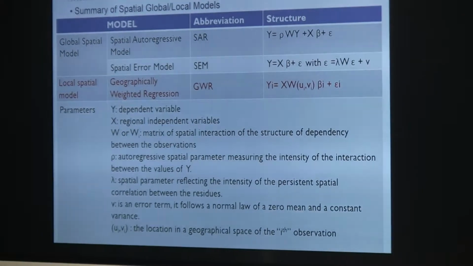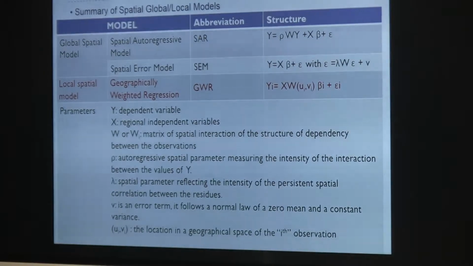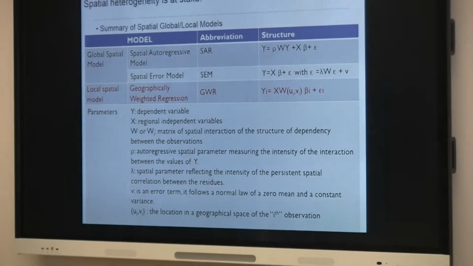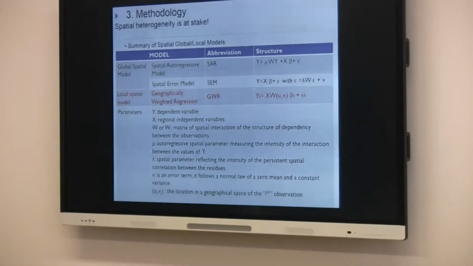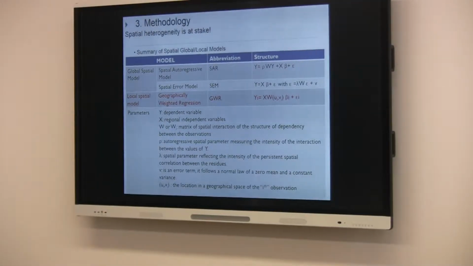So, what we have to do if we have this kind of spatial determinant, we have to correct, normally, with a spatial model. And we can use a global weight matrix to correct for the estimation. And we have two kinds of model with the global weight matrix. It is SAR, the spatial autoregressive model, and the spatial error model.